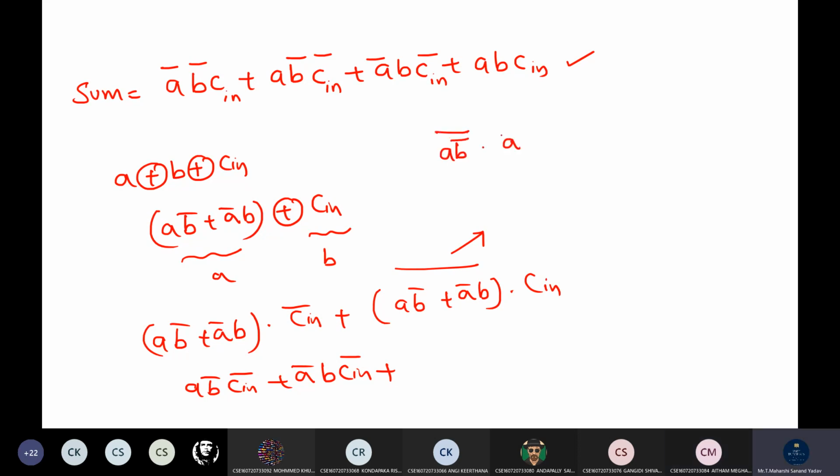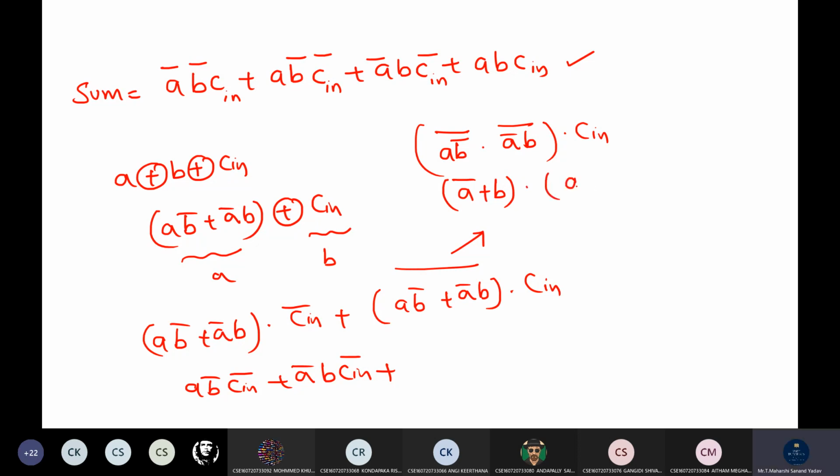A bar dot B bar. Correct? Yes sir. Next, how should I elaborate (A dot B) whole bar? This is A bar into B bar, plus B. (A dot B) whole bar is A bar plus B bar.